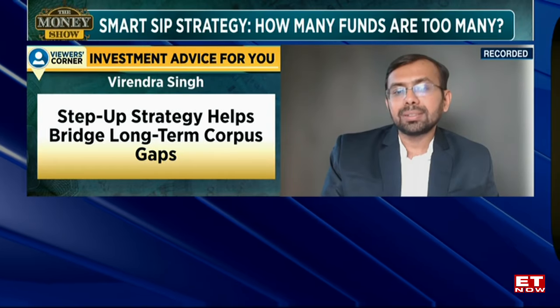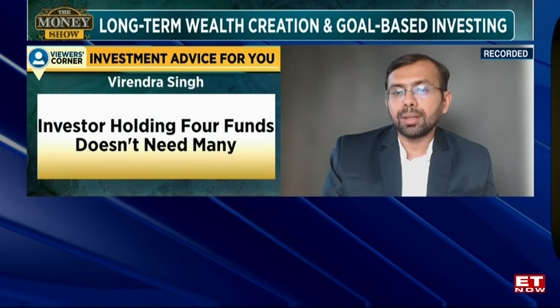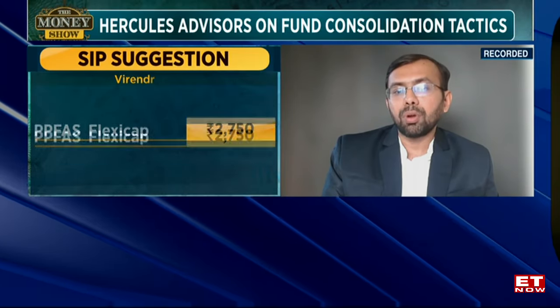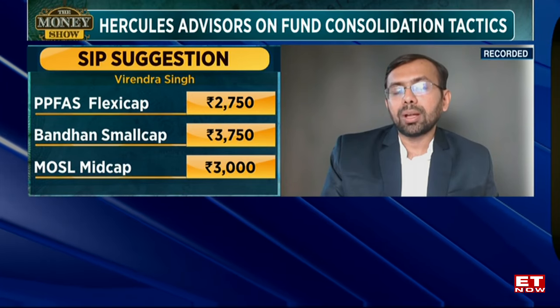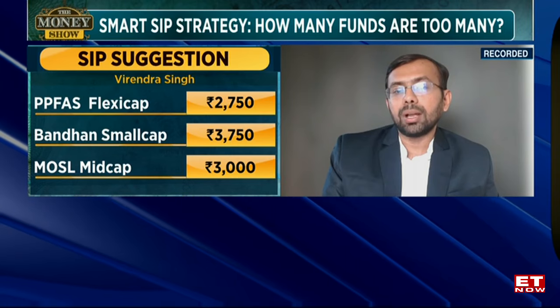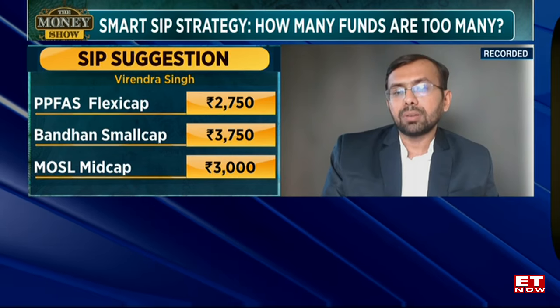Now on his funds, since he's doing an SIP of 9,500 only, there's no need to have 4 to 5 funds. What the investor can do is invest in Parag Parikh Flexi Cap Fund 2,750, and Bandhan Small Cap Fund where he can invest about 3,750. I've kept a small cap bias on the portfolio because the investor's time horizon is really very long. The last one he can invest in is Motilal Mid Cap Fund, about 3,000 rupees.